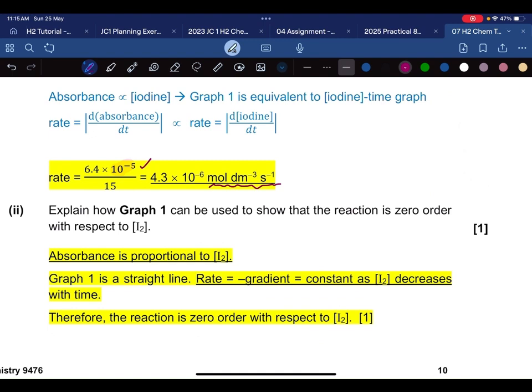To fully explain this, you must point out the relationship between absorbance and concentration. After all, my graph 1 doesn't show concentration of iodine, so you have to point out the relationship and observe that it is a straight line. So your rate is equal to a constant value, a constant gradient. Therefore, as iodine decreases, the rate stays constant, therefore it is zero order.